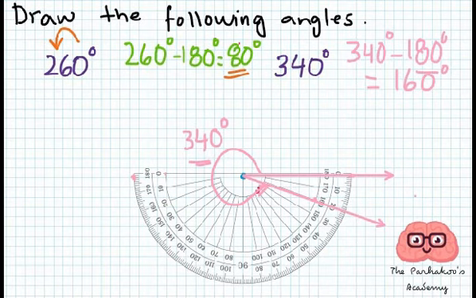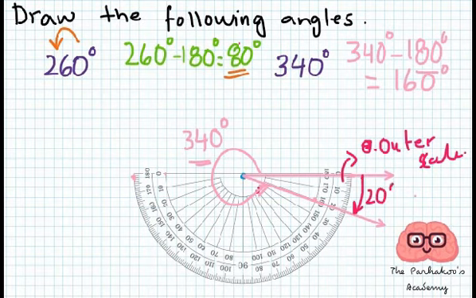Now if I ask you to measure a clockwise angle, then you would start from here, from the 0, and since clockwise angles are measured on this outer scale, let's measure from here and till here is 20 degrees. So this is clockwise 20 degrees and anti-clockwise 340 degrees. So this angle would be positive and this would be negative.